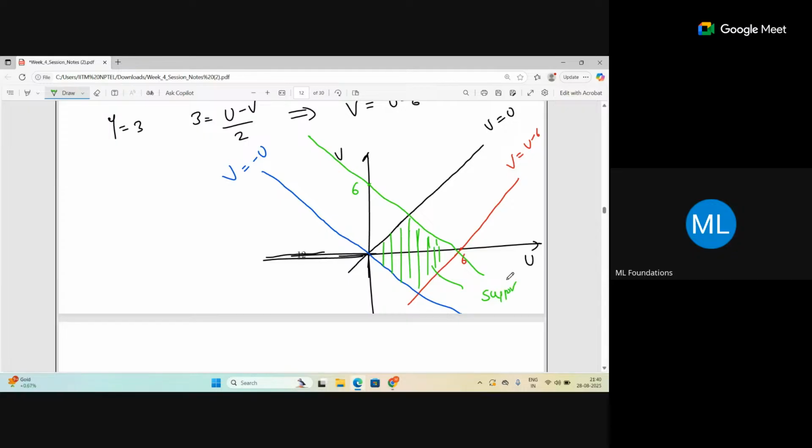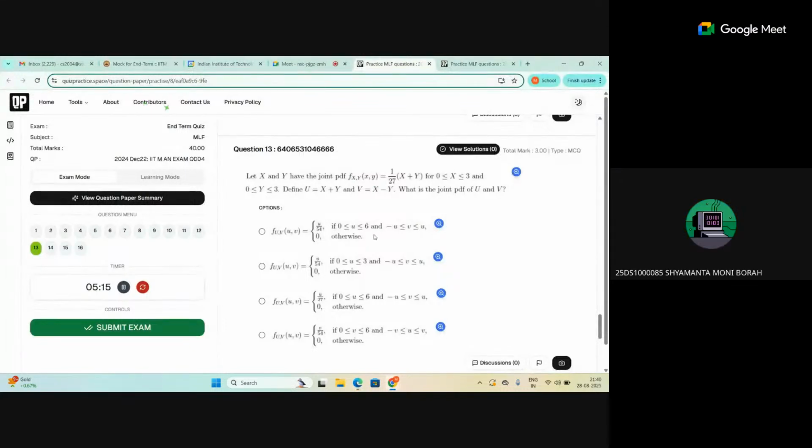Now the question is, how should I say this support, right? So either I can say that u is going from where to where in this case. 0 to 6. U is between 0 to 6, right? U is between 0 to 6. Now u is between 0 to 6. So I think all of this, you can think the first and the third equation. What about v now?